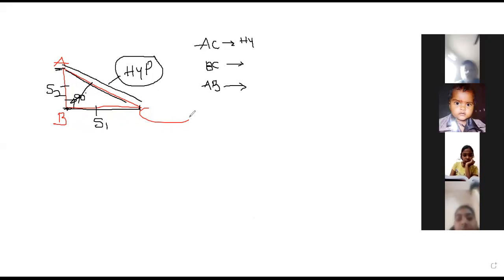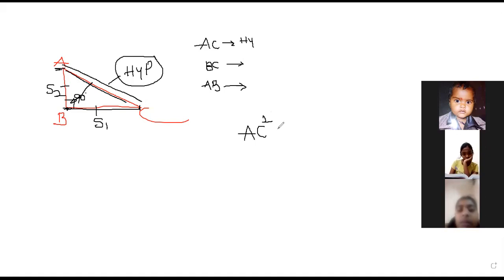Now, according to the law, the square of the hypotenuse is equal to the sum of the squares of the remaining two sides.